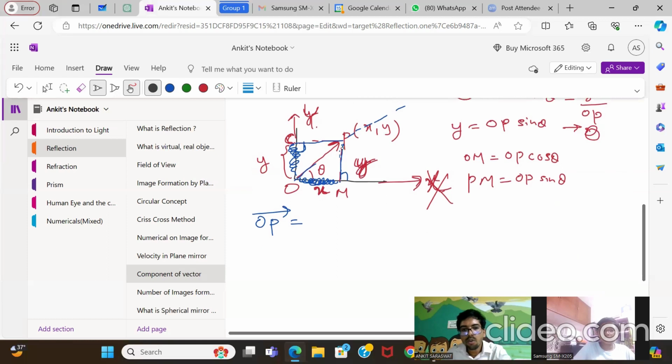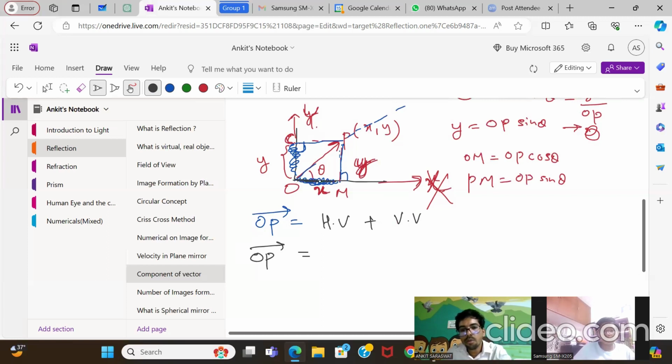Basically, this OP vector, if I want to write it, it means what? Horizontal vector plus vertical vector. Horizontal vector means the shadow on the x-axis. Vertical means the shadow on the y-axis. If I ask you to write down the horizontal vector, then in a vector what is needed? One magnitude, one direction.